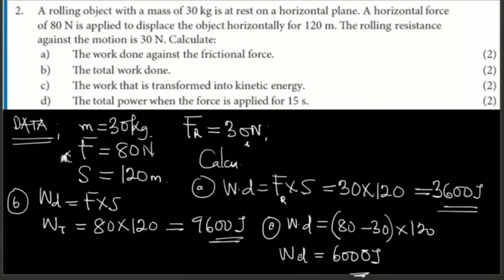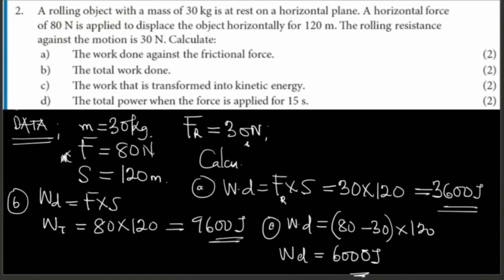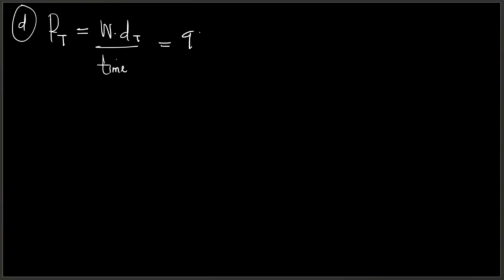Okay, I want you guys to try the last one. The total power when the force is applied for 15 seconds. Power is work done over time, right? So with total power, we are going to use total work done. So our total work done is what? 9,600. What's our time? 15. So that gives us 640 watts. Let's continue.